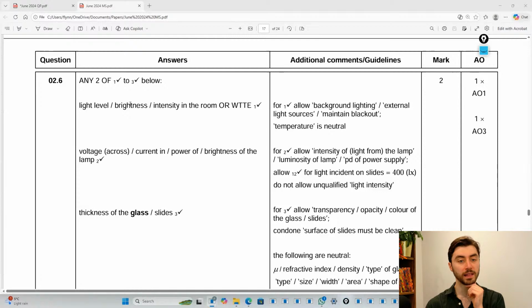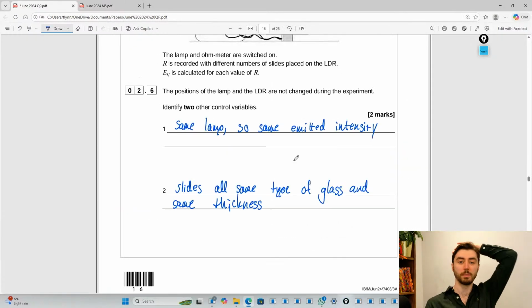So you want to keep the light level in the room. That was a great one I didn't think of. Thickness of the glass slides. Great. The brightness in the lamp. Allow intensity from the lamp the same. Oh, I'm so glad I added that. Same emitted intensity.